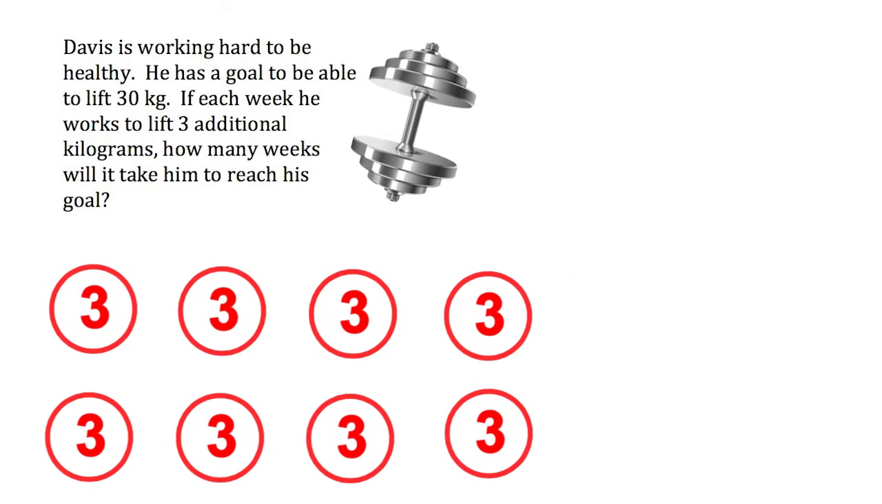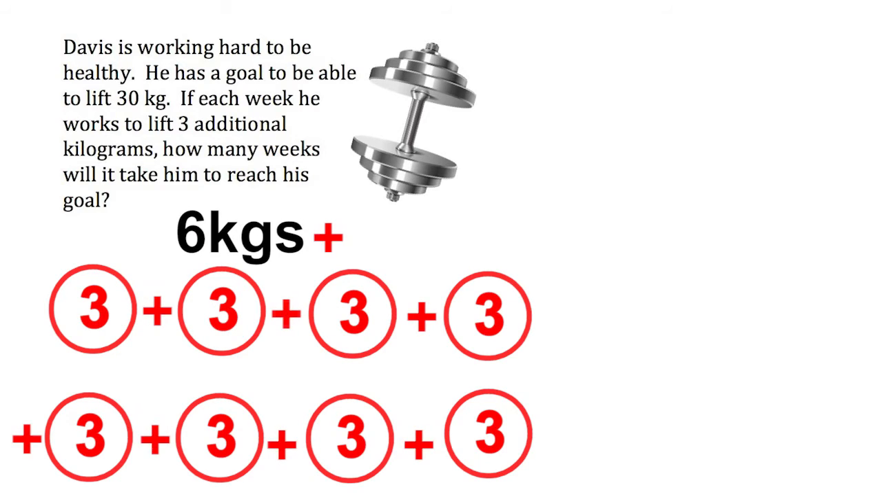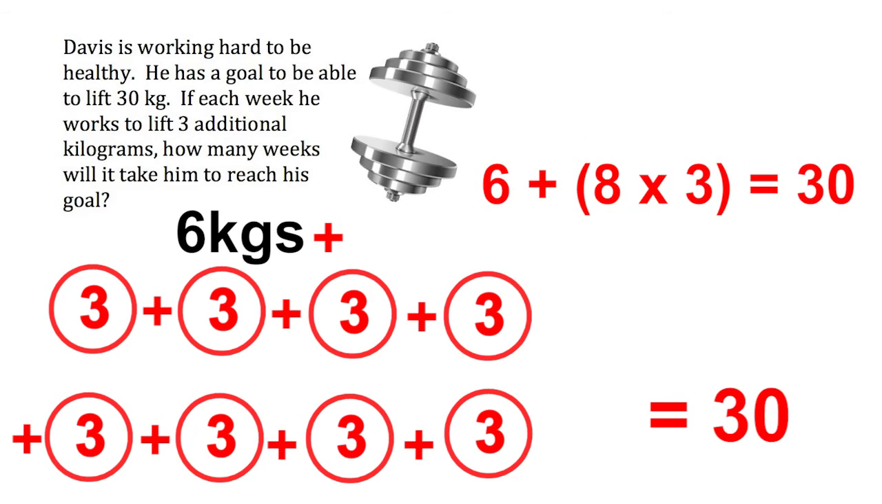If I wanted to show another strategy, I could write an equation using my picture with repeated addition. 6 plus 3 plus 3 plus 3 plus 3 plus 3 plus 3 plus 3 plus 3 equals 30. I noticed that there are 8 threes, so I could write the equation 6 plus, in parentheses, 8 times 3 equals 30.